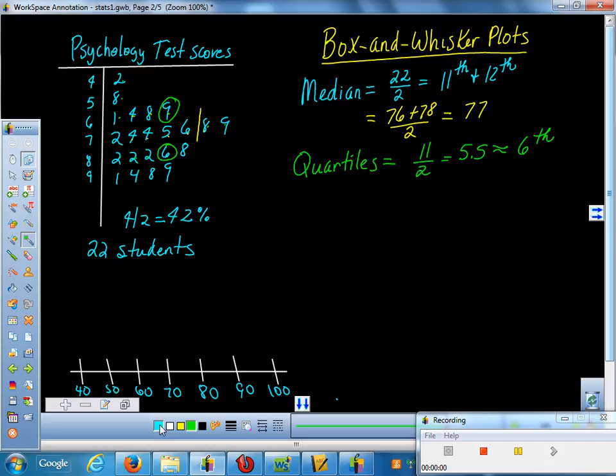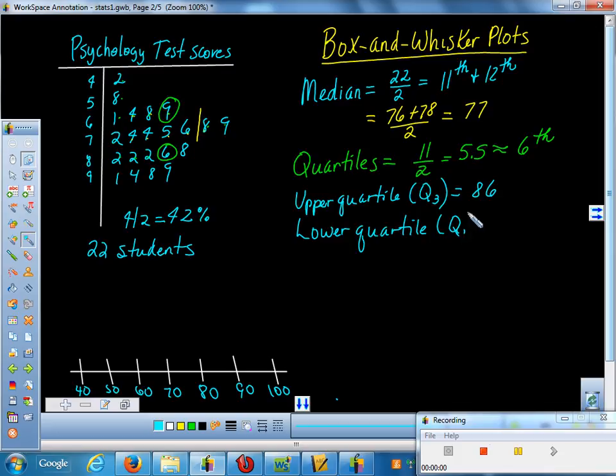We call the higher number the upper quartile. Sometimes on your calculator, the upper quartile will be Q3. And so that's an 86. On the bottom, we call it the lower quartile, sometimes called Q1, and that is a 69.